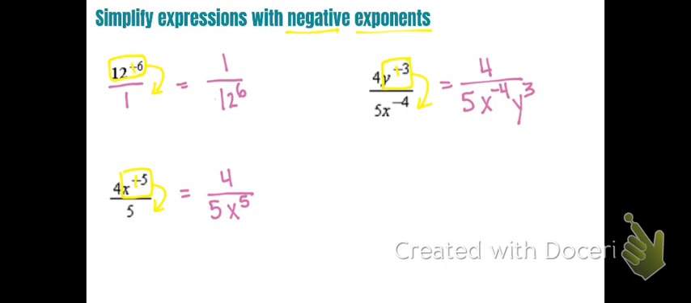Now let's move the second one. Notice we have x to the negative 4th power, another negative exponent. So we change that to a positive, and since it's in the denominator, we move it up to the numerator. So what do we have left? In the numerator now we have the 4, and we have the x to the positive 4th power. And in the denominator we have a 5, y to the 3rd.